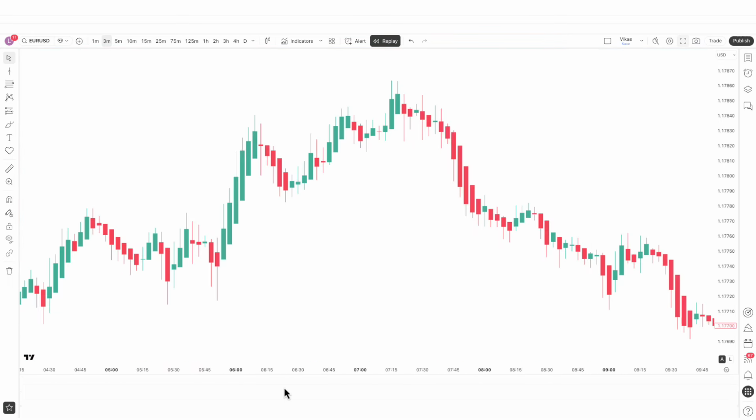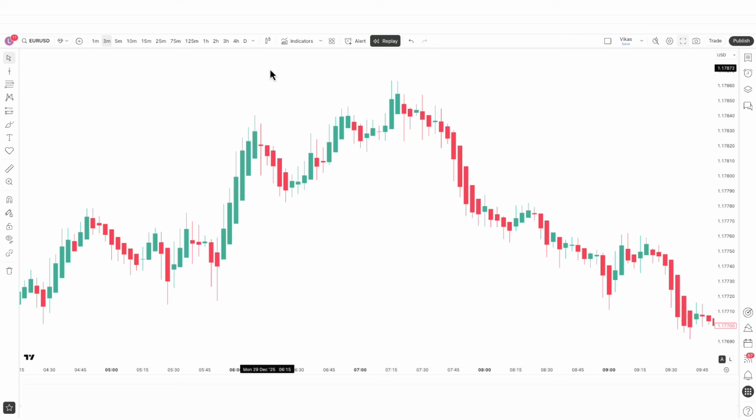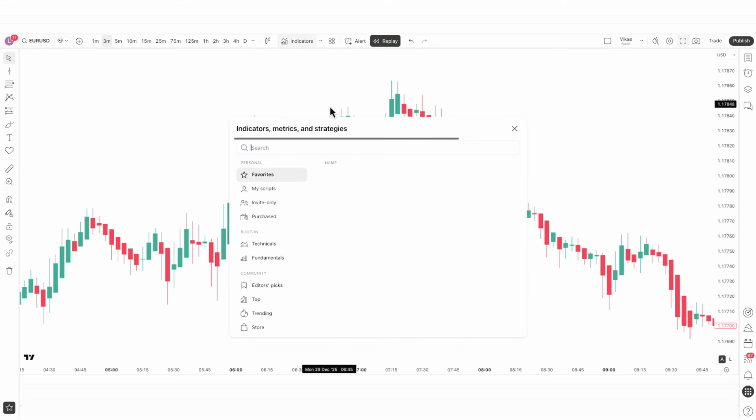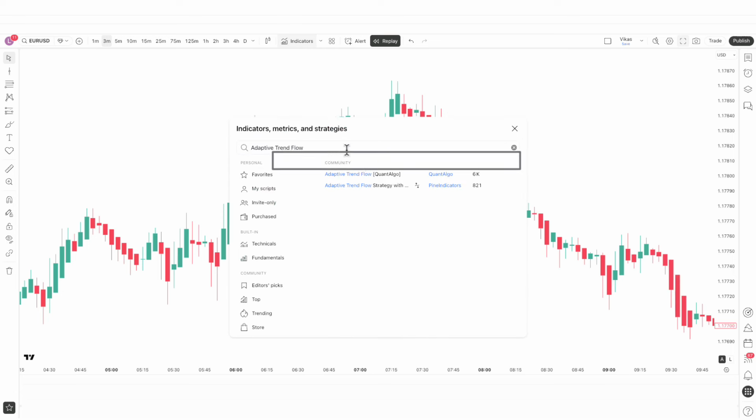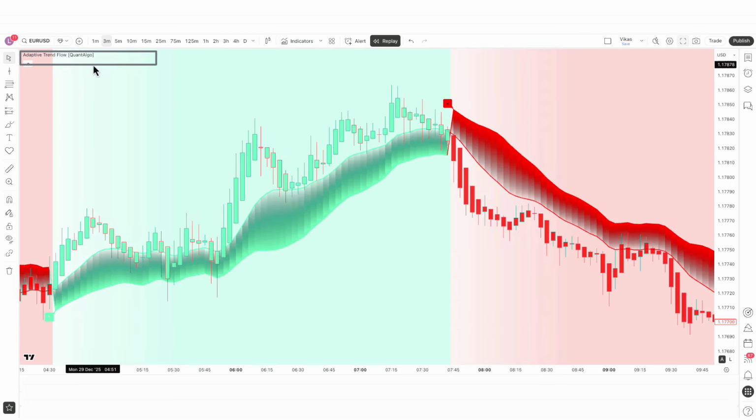Let's start the video. We open the EUR/USD 3-minute chart. And don't sweat the time frame either. Next, you'll want to find those magic indicators. Head over to the Indicators tab and search for the Adaptive Trend Flow. Select the indicator made by Quant Algo and add it to the chart.